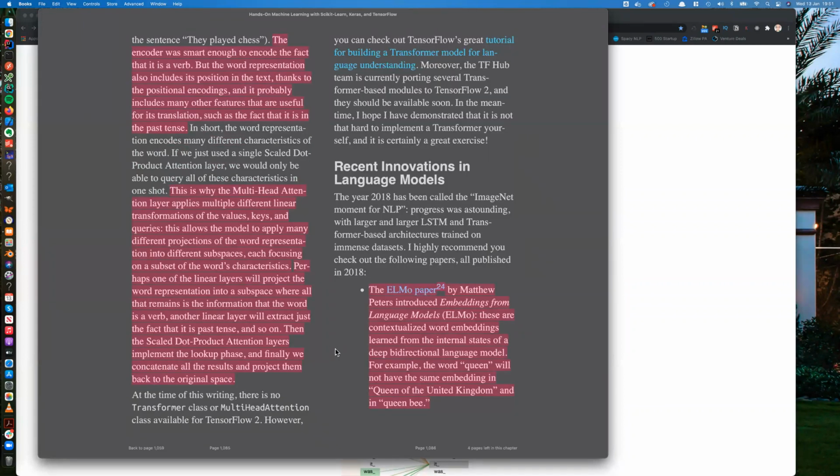And then his final bit is just some interesting recent papers. Things move so fast in this area now that even some of these are a little bit out of date. ELMo was an interesting paper in that it introduced pre-trained word embeddings. A bit like GloVe and Word2Vec, ELMo embeddings were quite nice in that they were contextual. So the word queen, for instance, in Queen of the United Kingdom and Queen Bee would map to different embeddings using ELMo. That was quite an interesting paper.